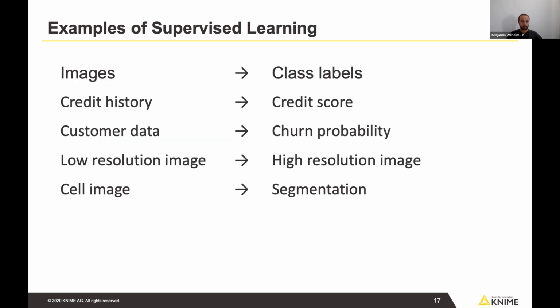So examples of supervised learning are mapping images to class labels, mapping a credit history to a credit score, mapping customer data to churn probability, or even mapping a lower resolution image to a higher resolution image, or mapping a cell image to segmentation of these cells. And you can see that three of these examples are actually related to image analysis, so they are interesting for us today.